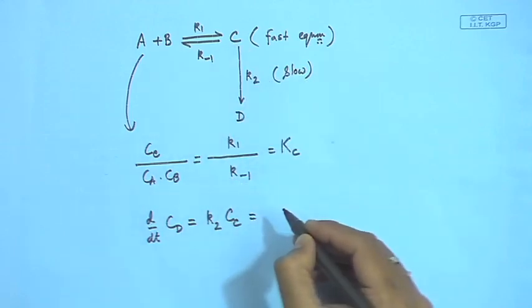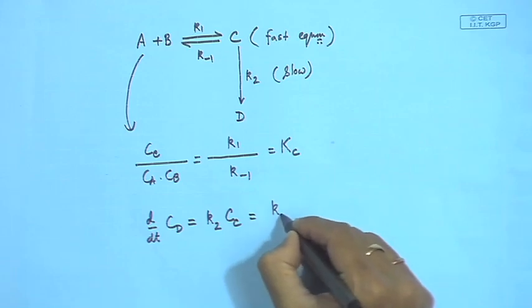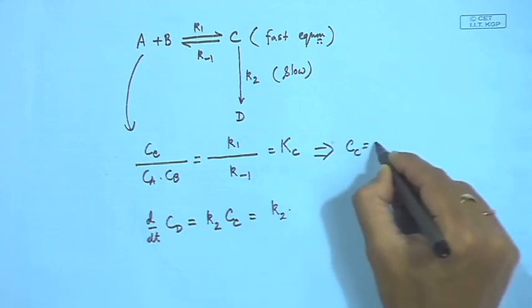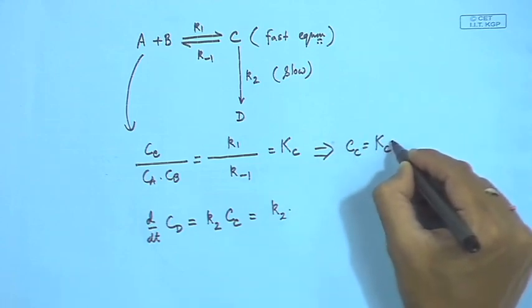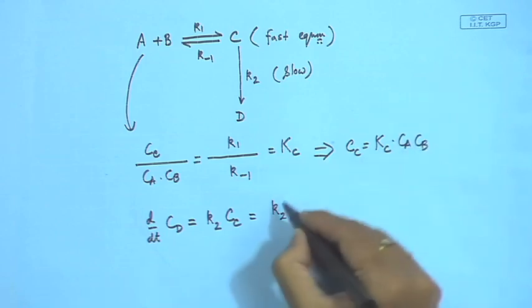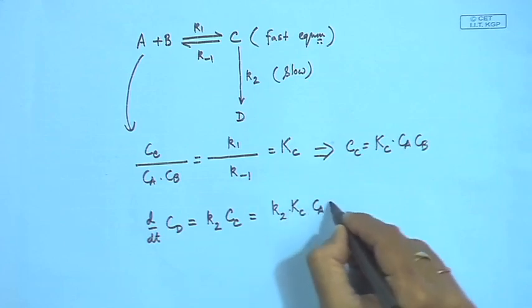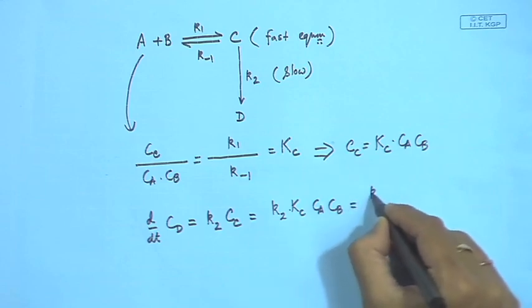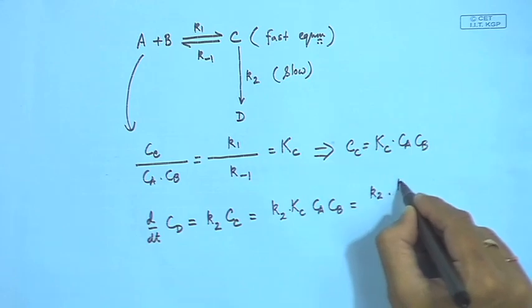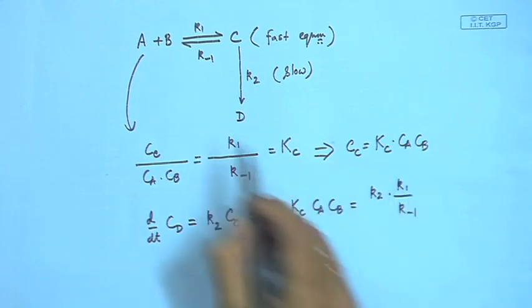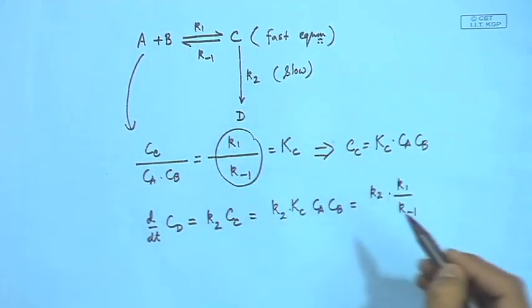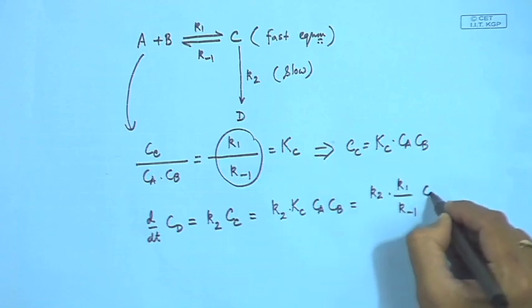So, k2, then [C] is equal to K_C, the concentration equilibrium constant, into [A][B]. So, you just plug this in: k2 into K_C into [A] into [B], which is equal to k2 into k1 by k_-1, since this is the equilibrium constant, into [A] into [B].